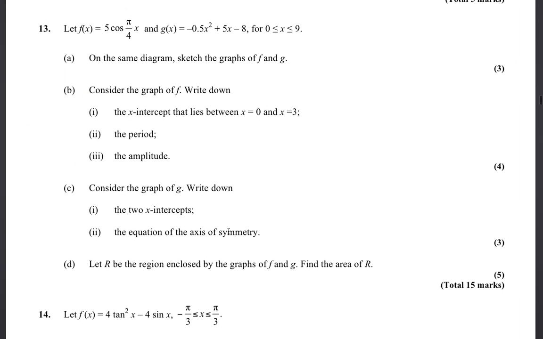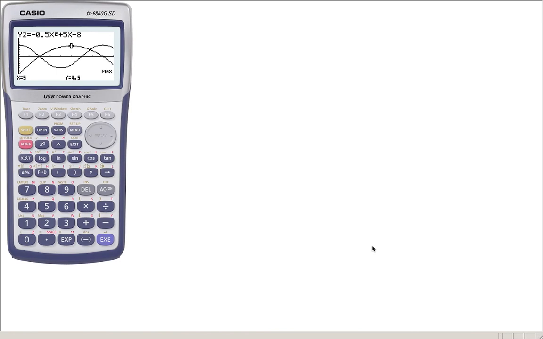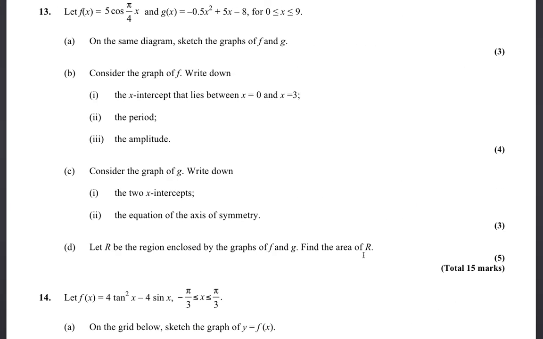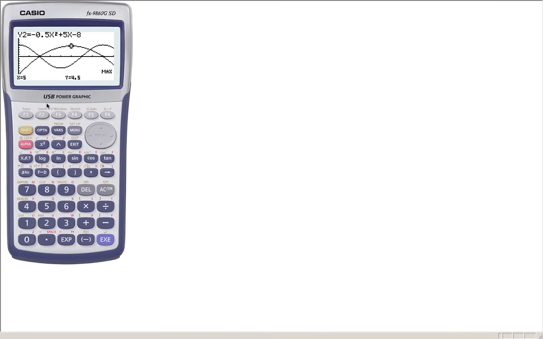So let us look at the D part. Let R be the region enclosed by the graphs of F and G. Find the area of R. I think they have not given, I think you have to consider between 0 and 9. So basically, you have to find the area of this part, the area of this part, and the area of this part till 9.